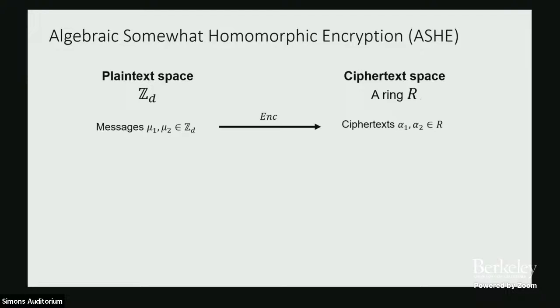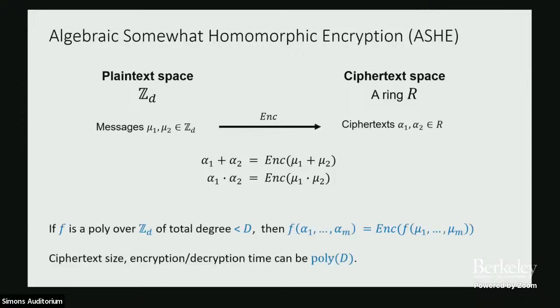Like if you encrypt, the plaintext is some space Z_D. If you encrypt messages in the plaintext space, you'll get ciphertexts which live in some ring R. And then if you add up the ciphertexts, you get an encryption of the sum of the messages. If you multiply ciphertexts, you get an encryption of the product. There's some noise, so you cannot do it too often, but as long as you do few enough operations, this works. And so if F is some polynomial over Z_D and the total degree is not too big, then by just evaluating the same polynomial over the ciphertext, you have to lift it to the ring R appropriately, but by just lifting the polynomial to the bigger ring and then evaluating over the ciphertext, you get an encryption of the output of the polynomial on the plaintext.